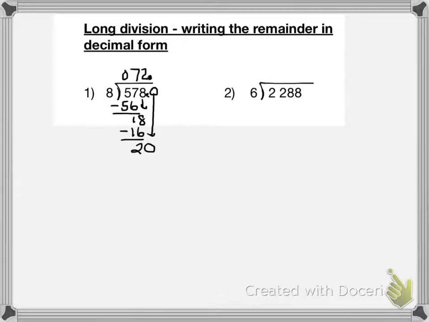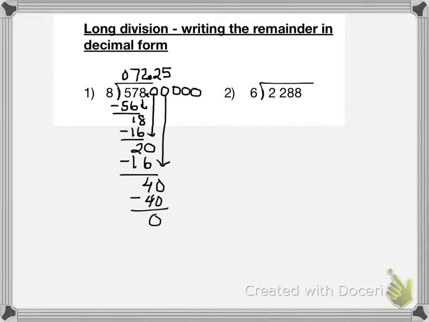8 goes into 20 twice. That's 16. We have a difference of 4. I'm going to add another 0 and bring it down and continue dividing. We can add an endless amount of zeros here to help us with our division. So 8 goes into 40 exactly 5 times. And we're going to stop dividing because we have no remainder now. So our quotient there is 72 and 25 hundredths.